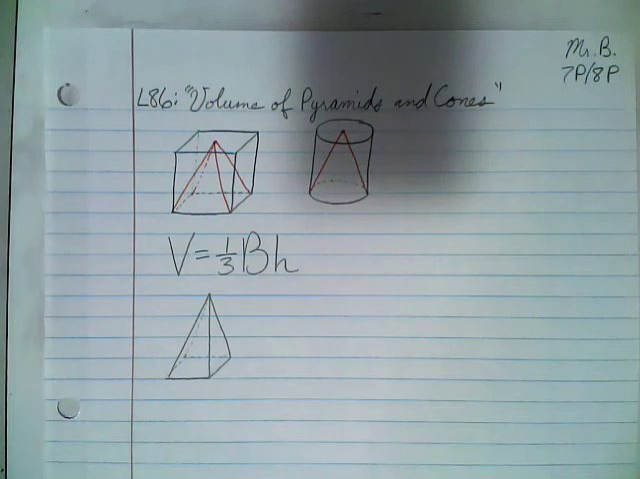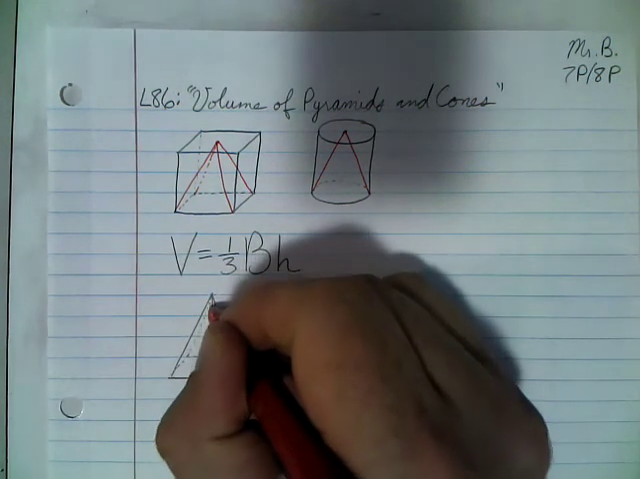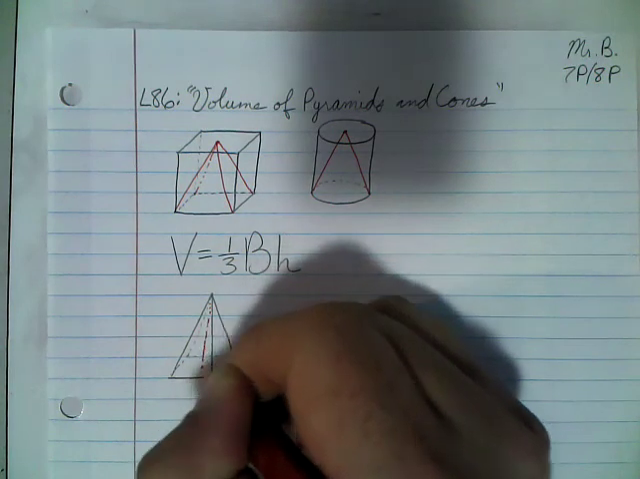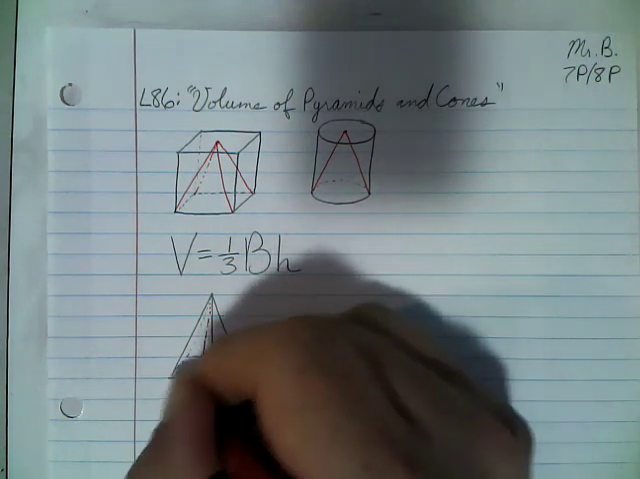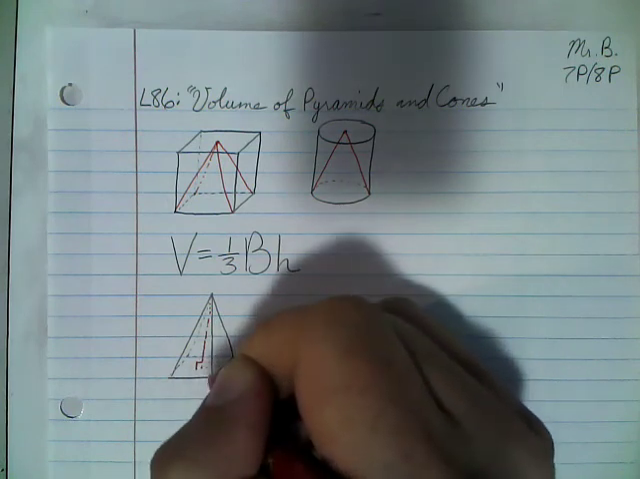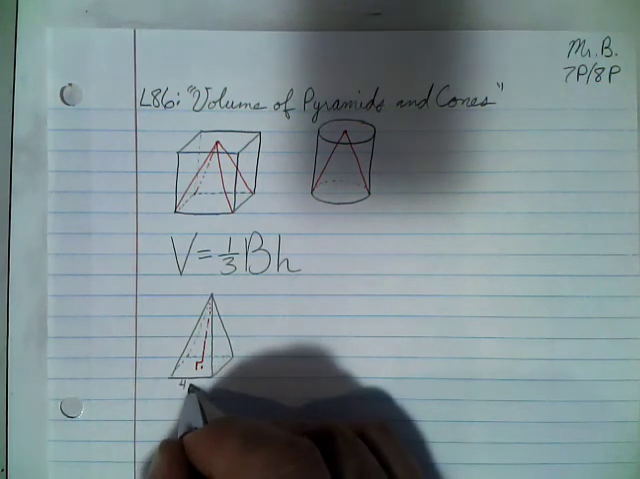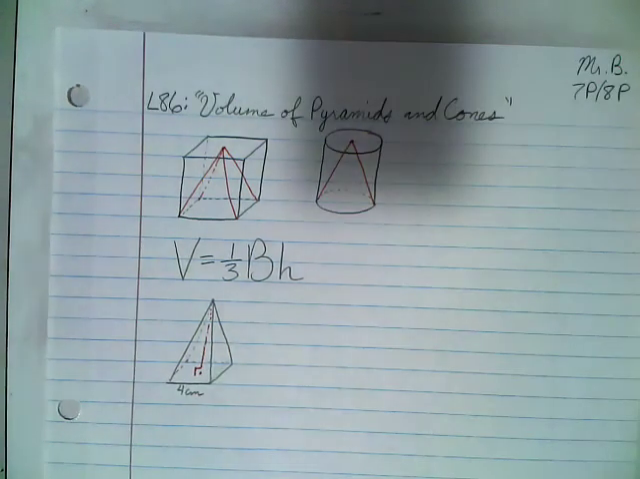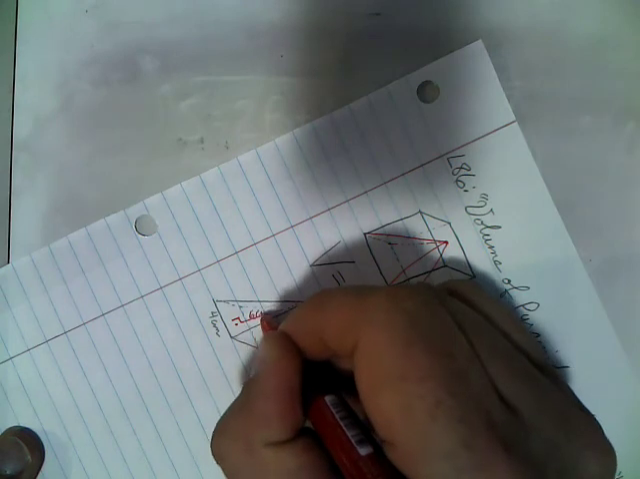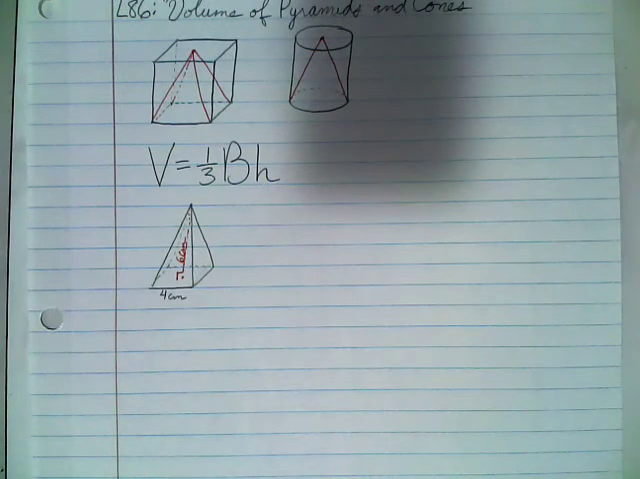Now it is important that when you're looking for your height, we understand that the height here has to form a right angle with the base. So let's say that this figure is a square pyramid. Each side of the square is 4 centimeters. And then that perpendicular height, I'm going to turn my paper sideways, let's say that that's 6 centimeters tall. 4 centimeters on each side of the base, 6 centimeters tall for the height.